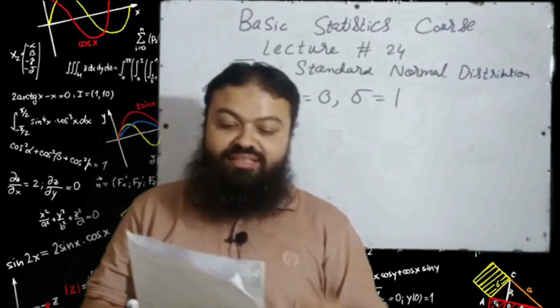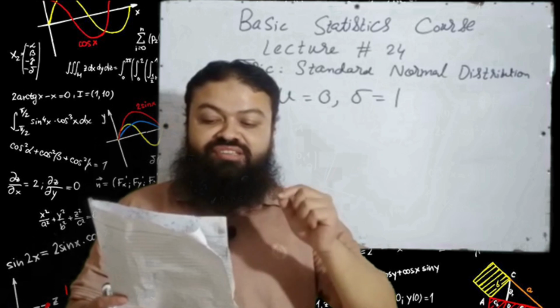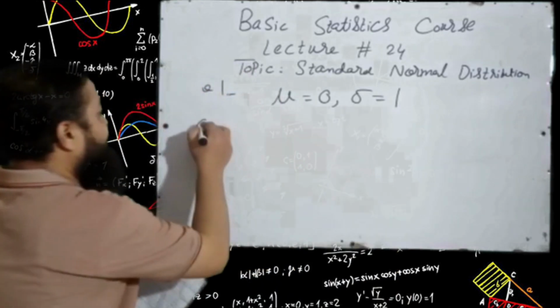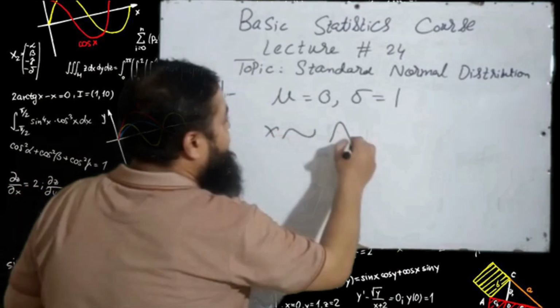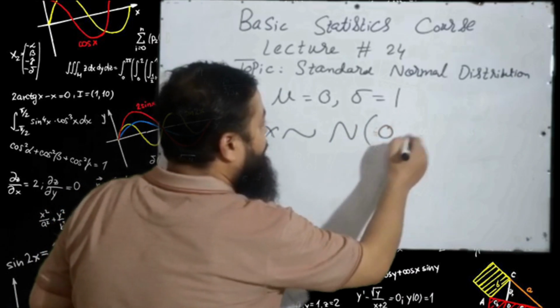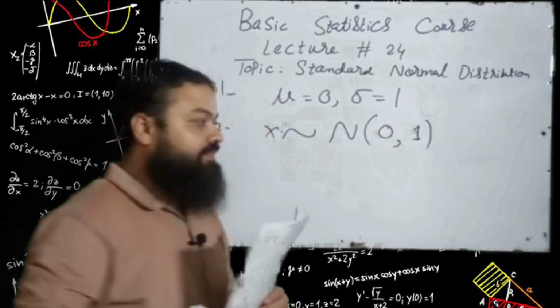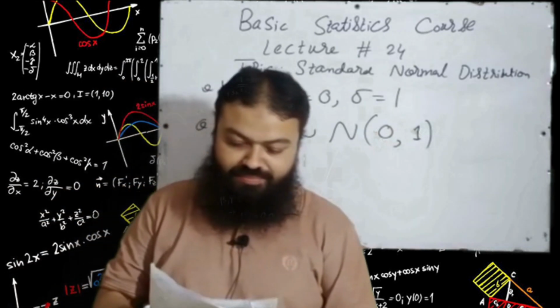Question number 2: the standard normal distribution is represented by x follows standard normal distribution, mean is 0, variance is equal to 1. That will be the correct option.